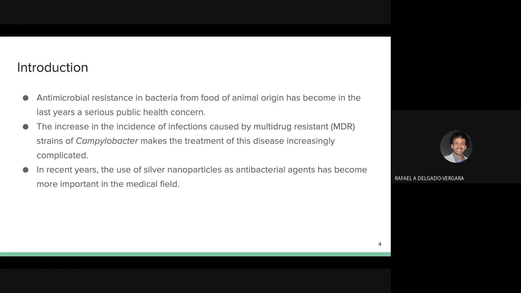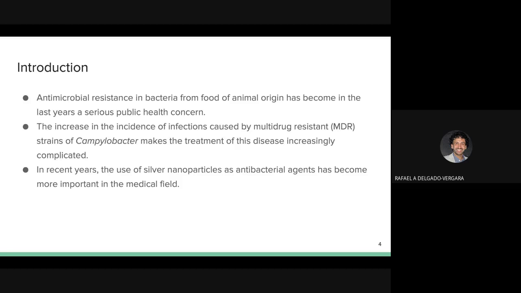The increase in the incidence of infections caused by multi-drug resistant, MDR, as we know, strains, let's say lower susceptibility to at least 3 antibiotic families of Campylobacter, makes the treatment of the disease increasingly complicated.